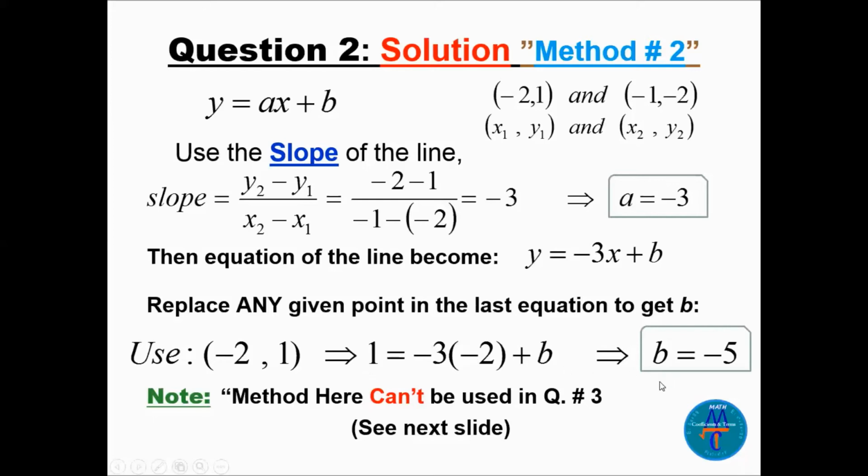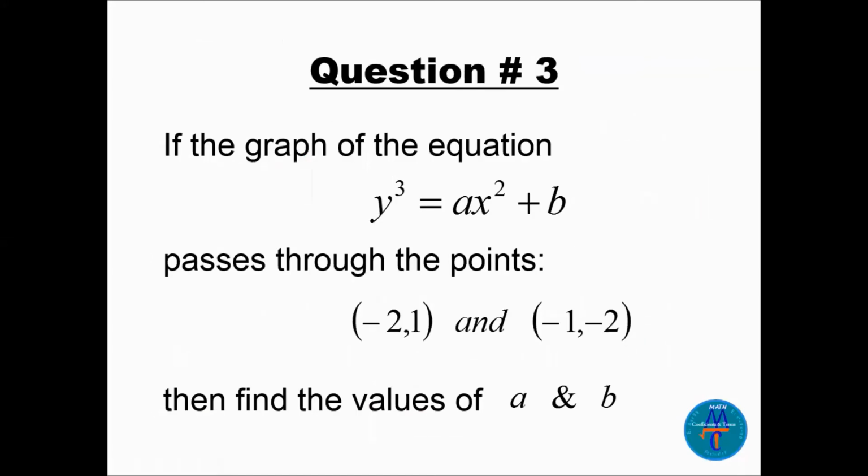So the same answer by 2 different methods. You can see this one is easier because this is a straight line. Now, why did I give you 2 methods? This is the reason. Method 2 cannot be used in question number 3. Now, I will show you question number 3, like this.